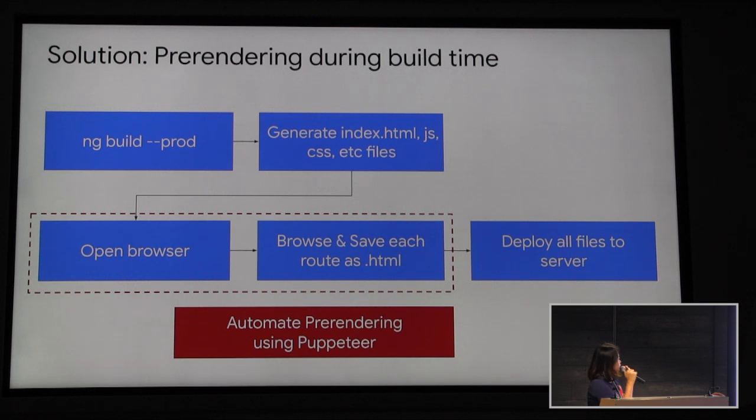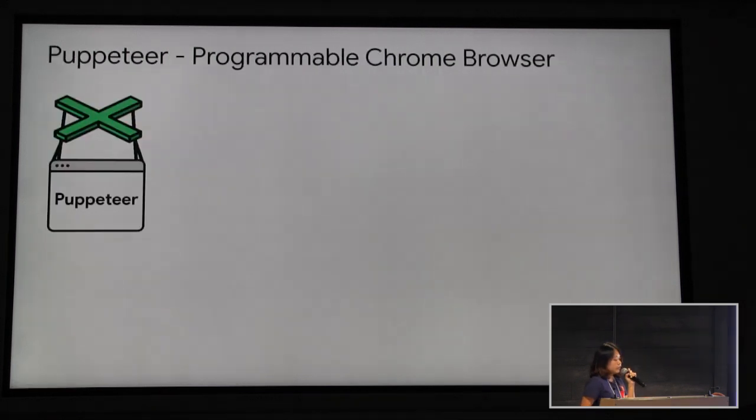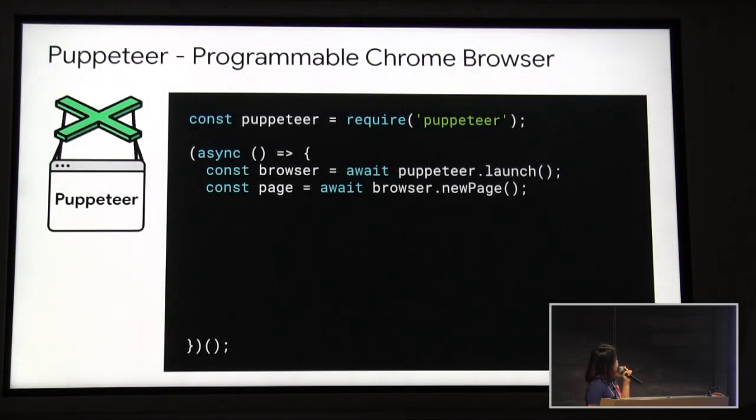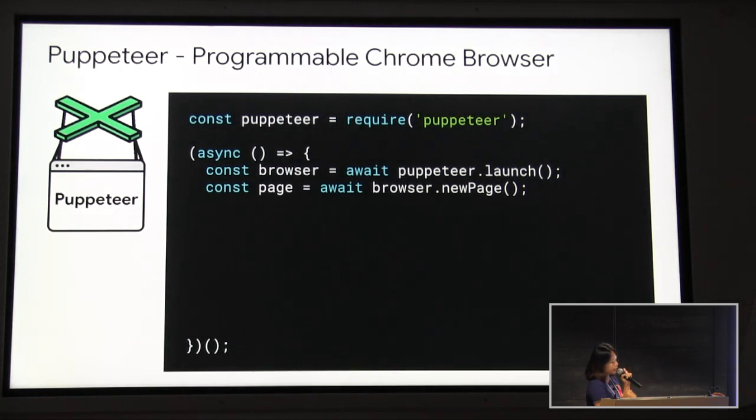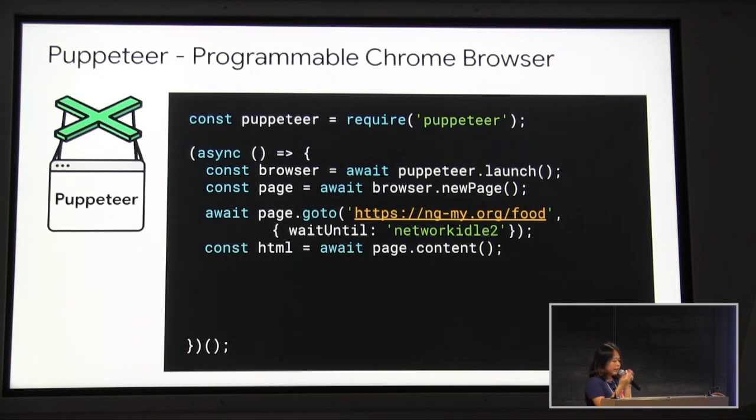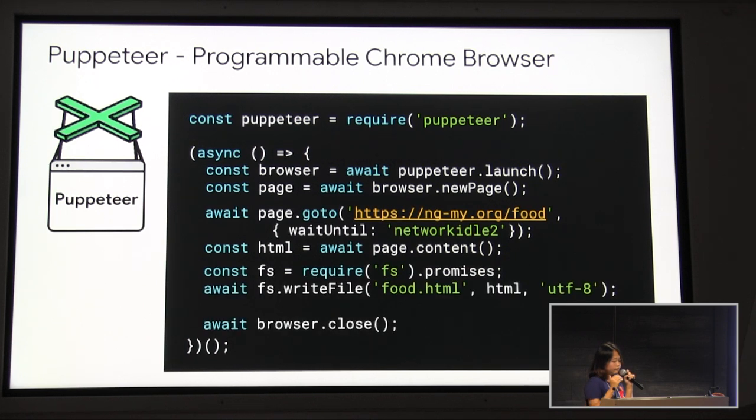We can actually automate this process, pre-rendering, using Puppeteer. So what is Puppeteer? Puppeteer is a programmable Chrome browser. Just imagine a browser that you can instruct, write some code, instruct it to run some command. So this is the simplest form of Puppeteer. You require Puppeteer, you open the browser, and then you open a new page. Next, you pass it the URL, and then wait until there are no more network connections happening. Then you say that you want to get the HTML content. Then you write it to a file. So imagine that you can loop this process, run it for different routes, like speaker, sessions, and other routes.